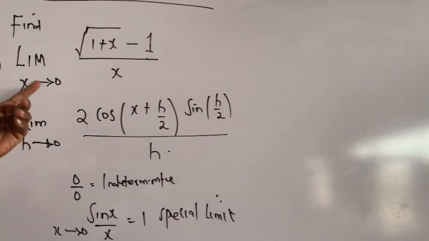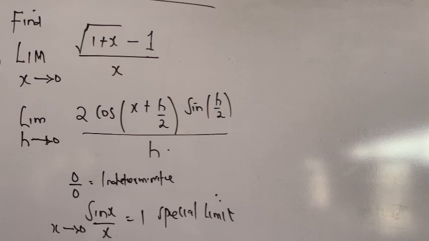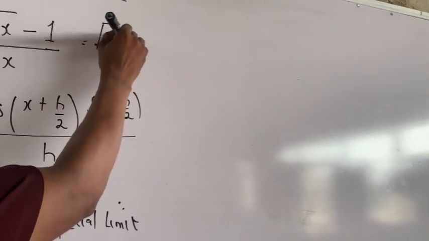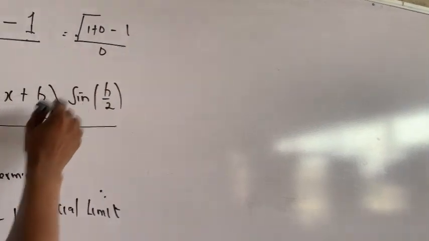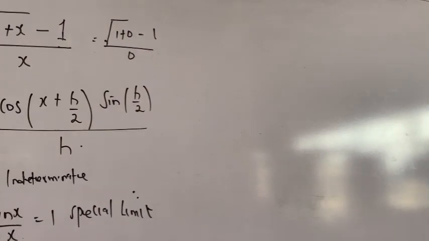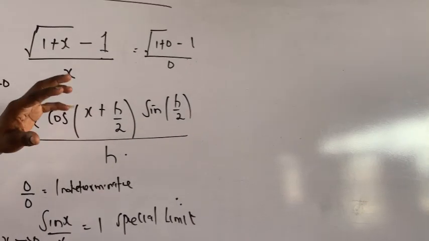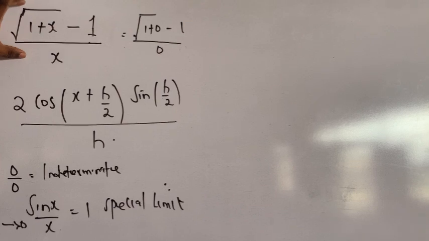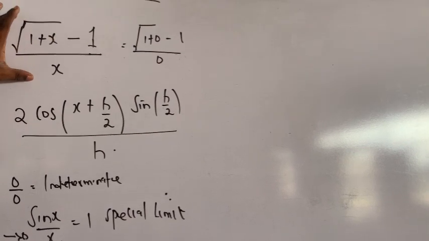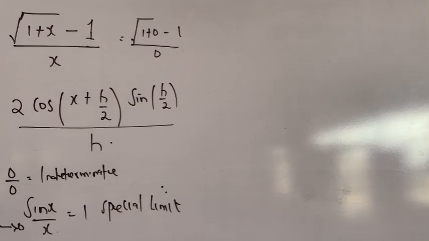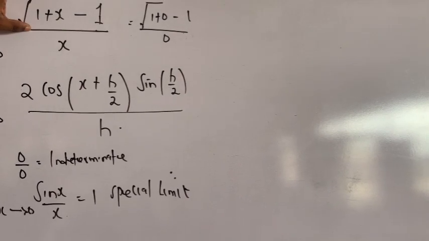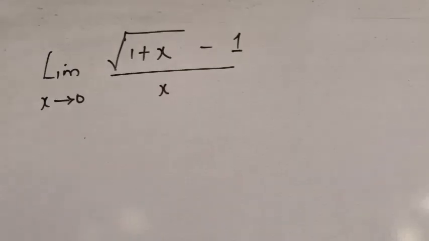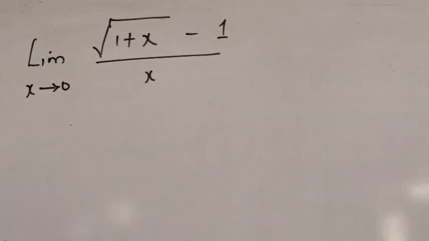As s approaches 0 in question 1, it means that anytime I see s, I should put 0. If that happens, this will give us root 1 plus 0 minus 1 over 0. Since we have the denominator as 0, it disqualifies the solution already. Our denominator cannot be 0. So I will manipulate this expression to see how my denominator is not 0. How do I do that? I will rationalize the numerator. Let's see what we have.